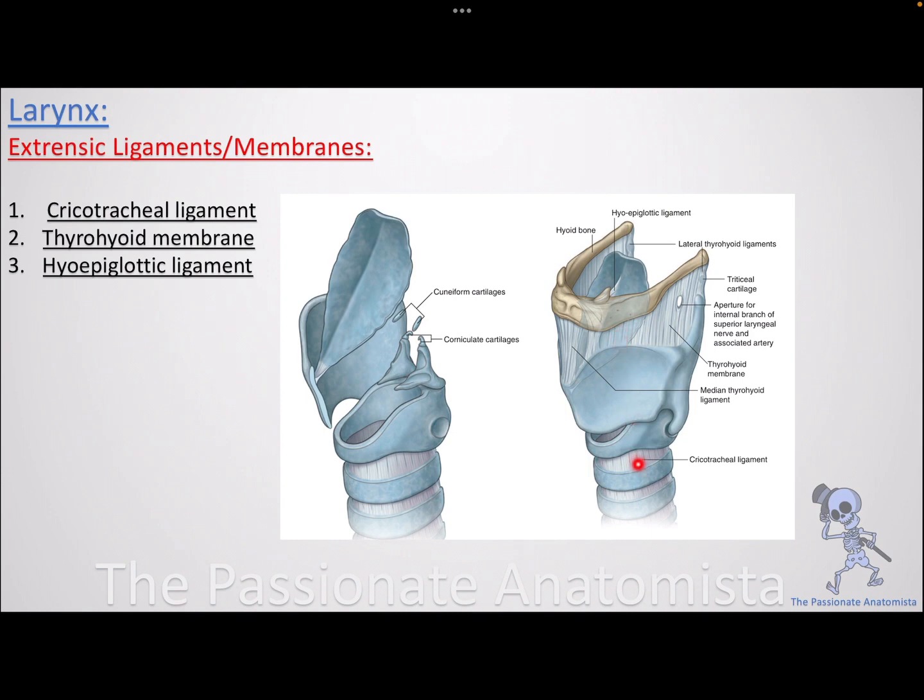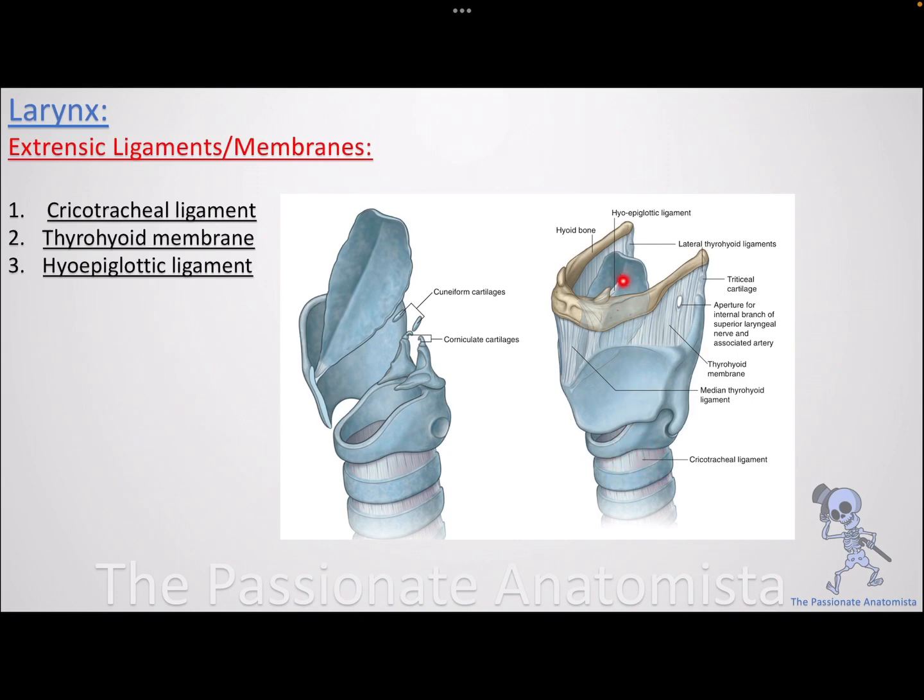Now, what comes next to me is the trachea. And the lowermost structure of me as larynx is the cricoid. So what do you think the name of the ligament is going to be? It's going to be the cricotracheal ligament. So basically, this is the ligament that's going to connect me to the thing that follows me, which is the trachea, and that is the cricotracheal ligament.